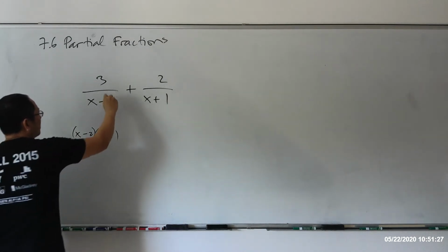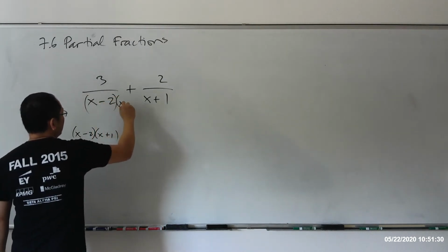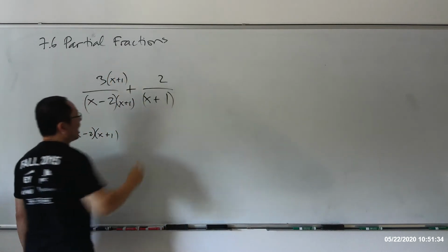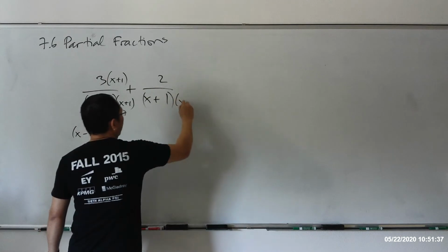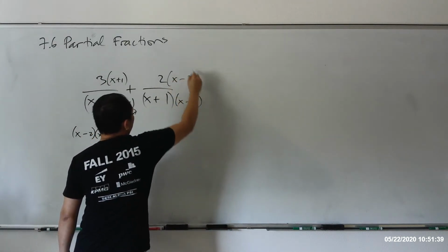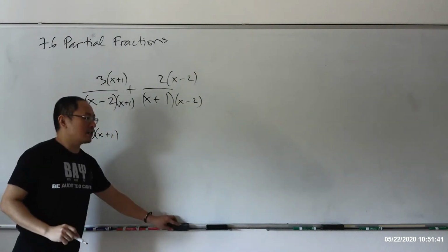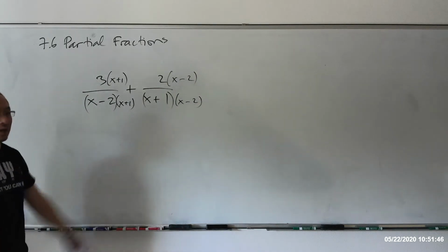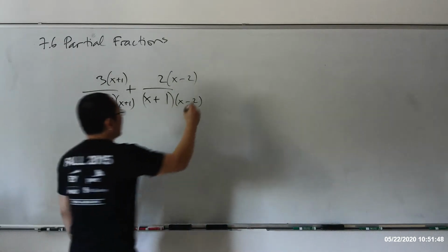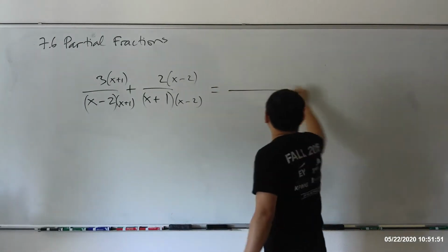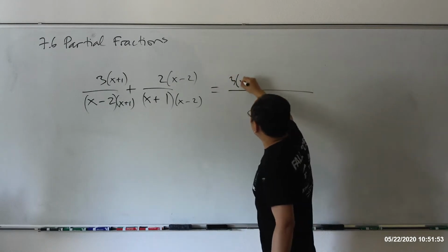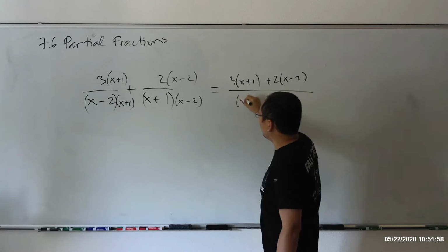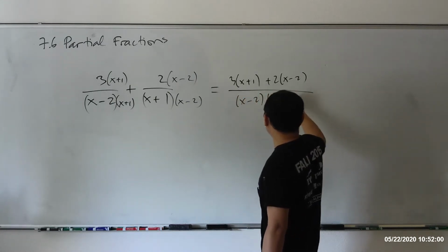So you're going to multiply the first fraction by the missing factor, which is x plus 1, times x plus 1 in here. Then similarly, multiply the second fraction by x minus 2, x minus 2. So the two fractions now have the same denominator. We call it the common denominator. Now we're okay to add the two fractions together. And the answer will be 3 times x plus 1 plus 2 times x minus 2 over x minus 2 times x plus 1, and then you can simplify.